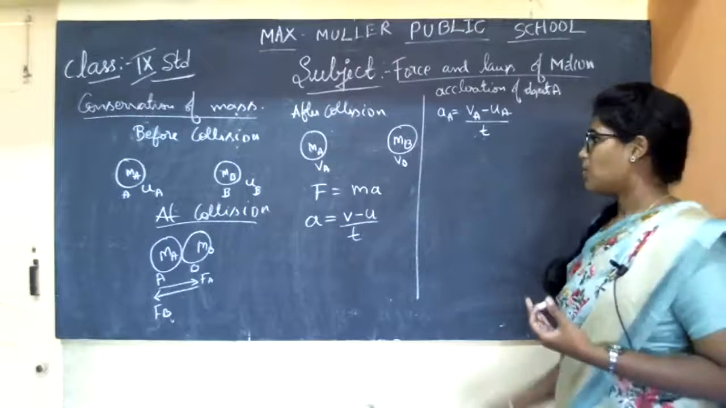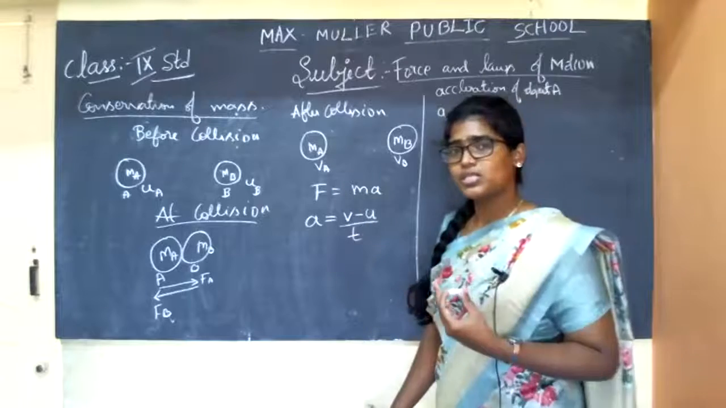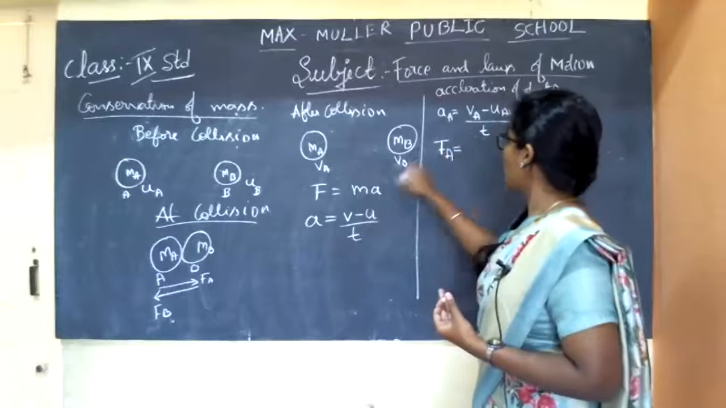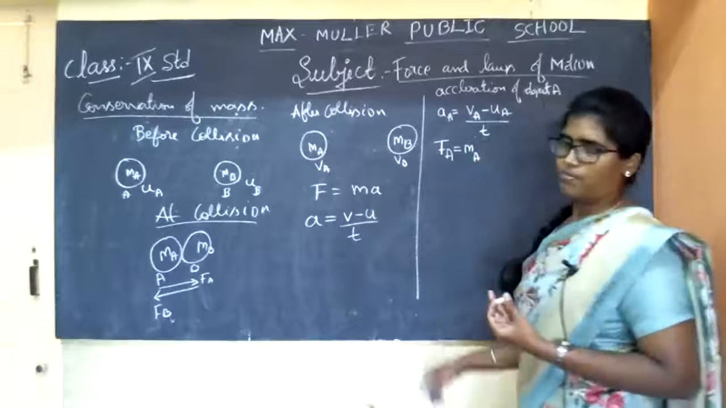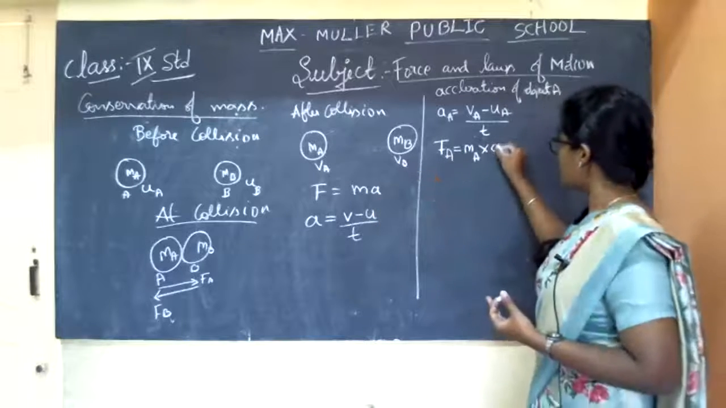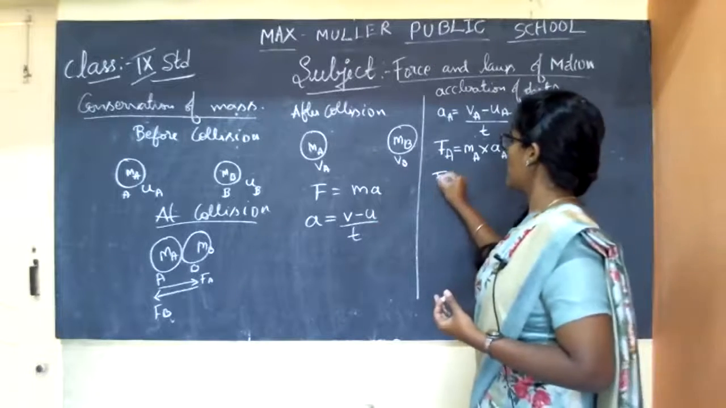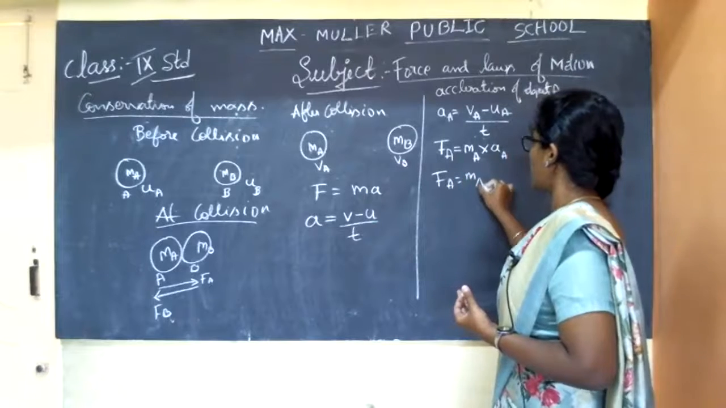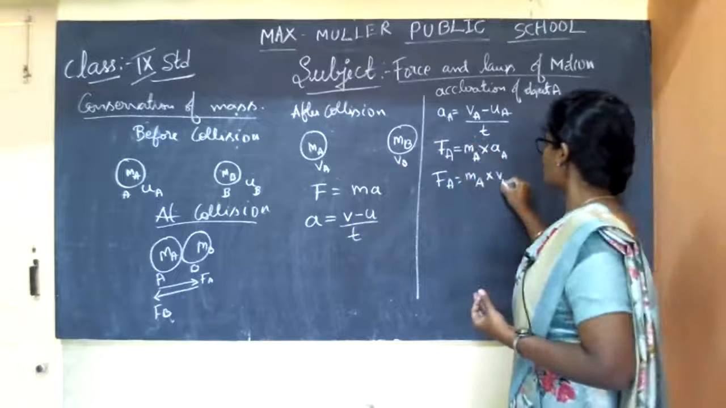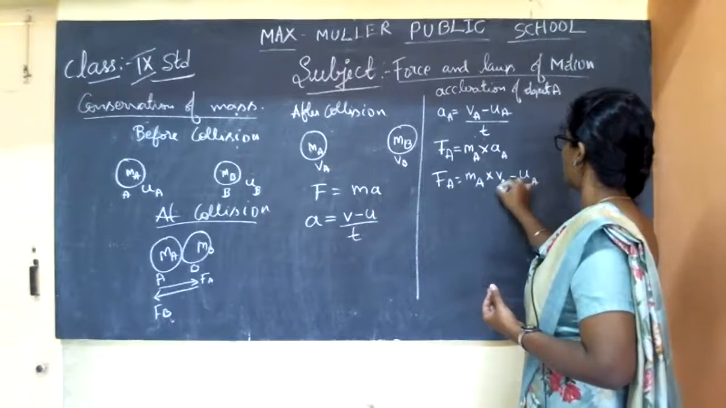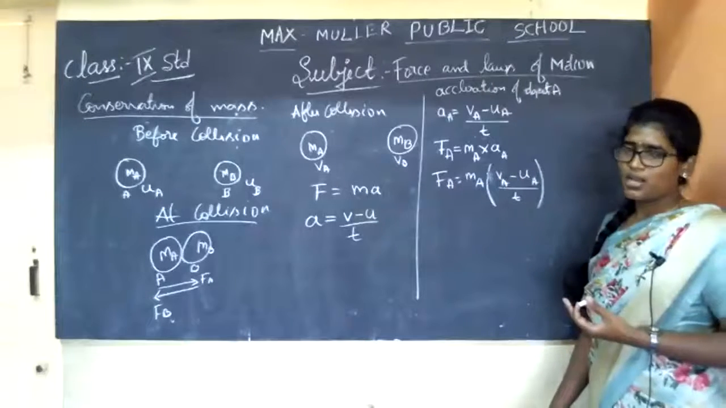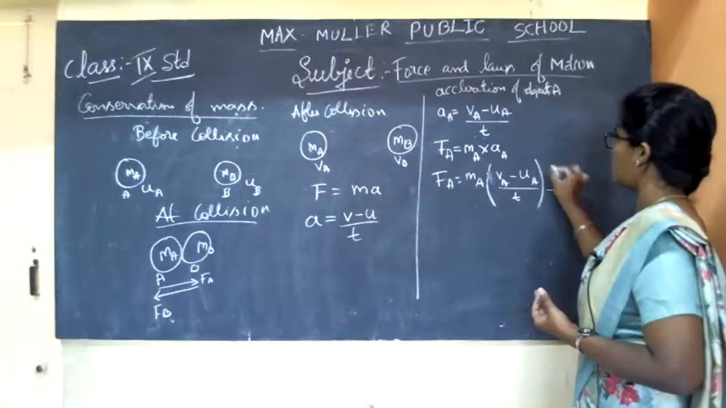Correct? Now, coming back to Newton's second law. What is Newton's second law? Force of object A will be equal to mass of the object, mA, into acceleration, aA. Then FA will be equal to mA into the acceleration of object A, which is already derived here: vA minus uA divided by t. Did you understand this one? Clear for everybody? So this is equation number 1.